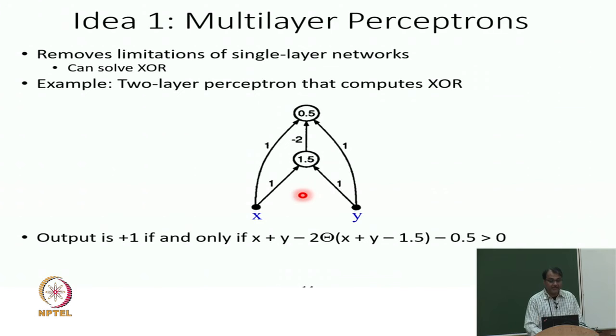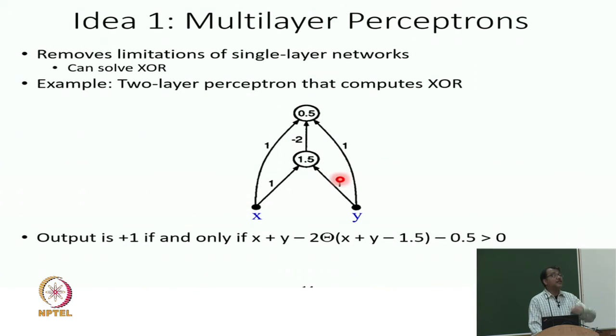We can look at it. It says output X plus output Y minus 2 times the output X plus Y minus 1.5. If it is greater than 0.5, output 1, else output minus 1. Now it will take you some time to figure out what's going on. So let's look at the lower neuron.